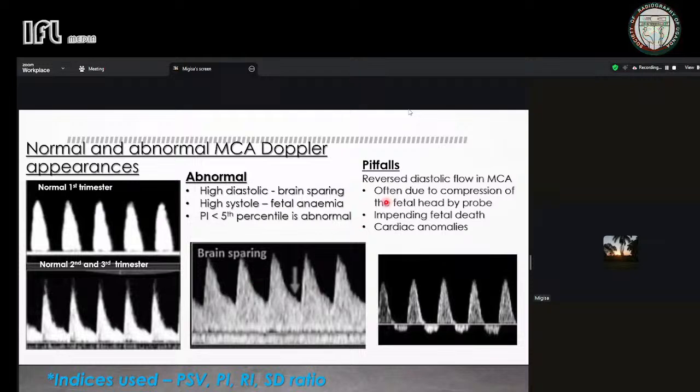And then we have pitfalls. Sometimes you might get a reversed end diastolic flow in the brain. Usually it's because of the technique. If you press too hard on the head, and then in cases of impending fetal death, you're also likely to get such a waveform. And in times of cardiac anomalies, you might also get such a waveform. So every time you get this, the first thing you should check for is your technique and make sure it's not because of your technique. Then you can consider other factors.